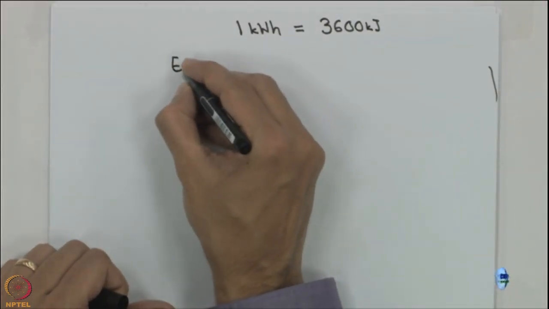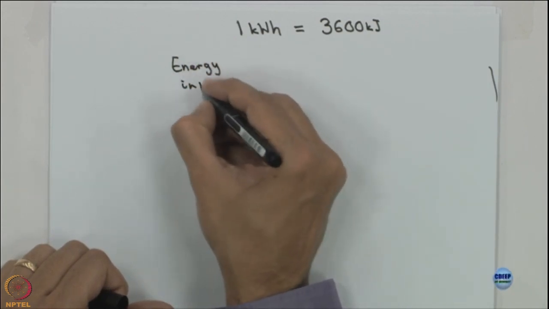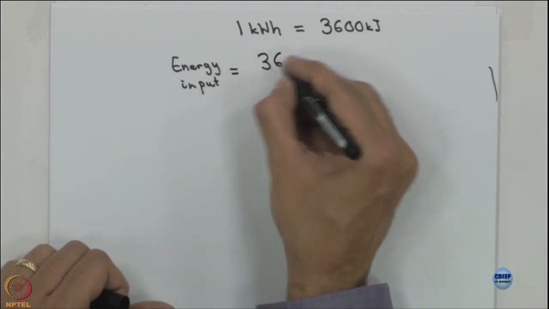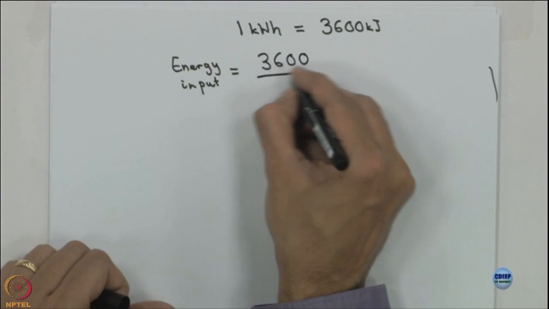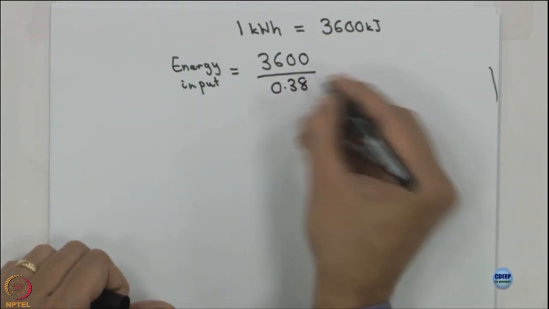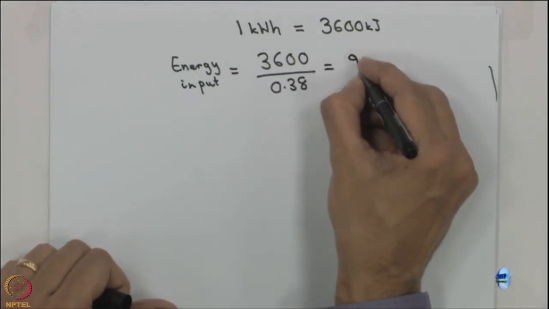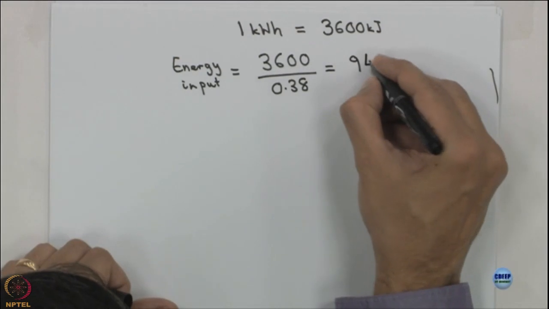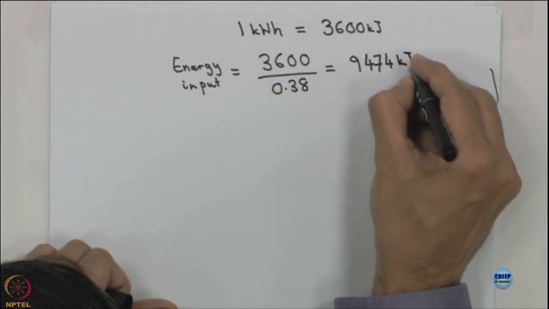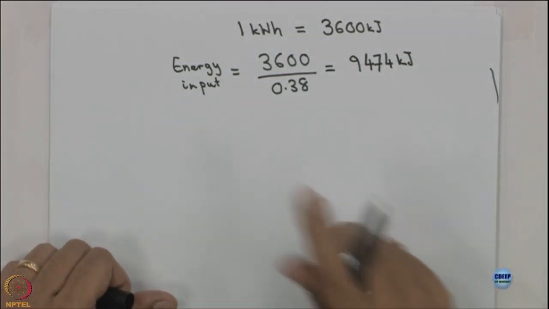For this particular output, 1 kilowatt hour of electricity, how much is the energy input? The energy input is 3600, that is the output, divided by the efficiency, which is 0.38, and if you calculate this, you will find that it comes out to be 9474 kilojoules.